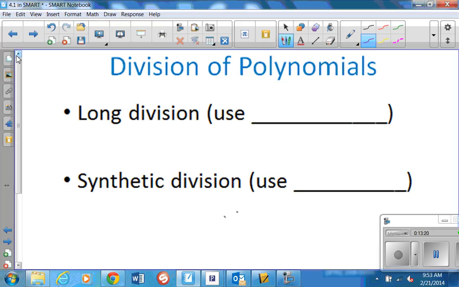When we divide polynomials, when you do long division, we're going to use the factors, and this will all come back to you in just a second, but let me remind you. When you do long division, you use the factor. When you do synthetic division, you use the root. We'll talk about what that means.